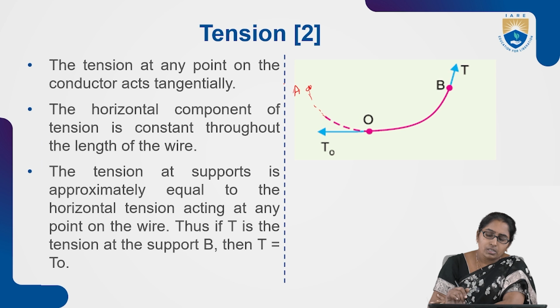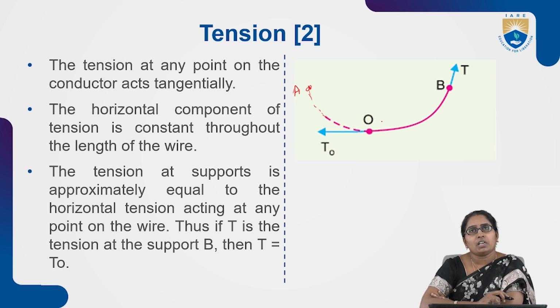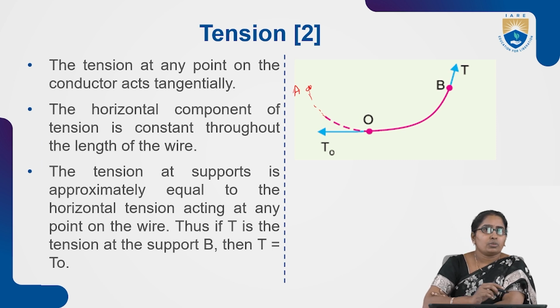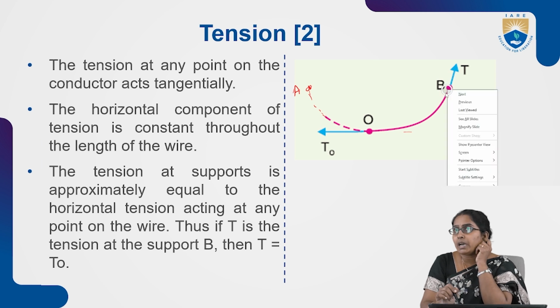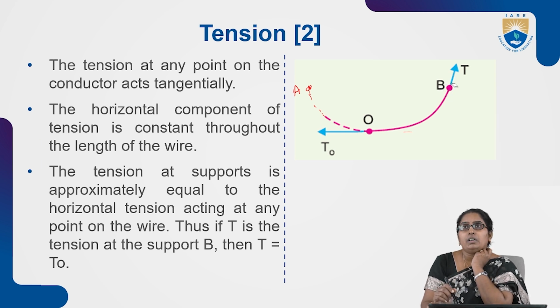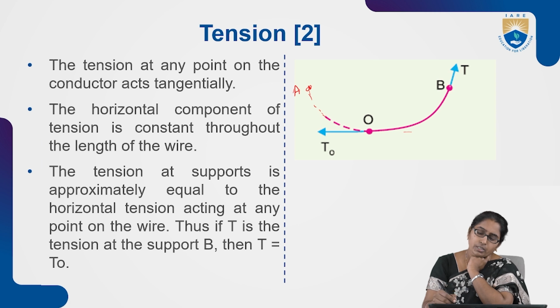Now see here, first point, the tension at any point acts tangentially, right? So what is the tension at the middle? It may be this direction or this direction, so it is shown on the left side. Then what is the tension at tower B, the highest point B? It is tangential, right? So here it is shown like this. Tangential direction means the tension at point B, a supporting pole.